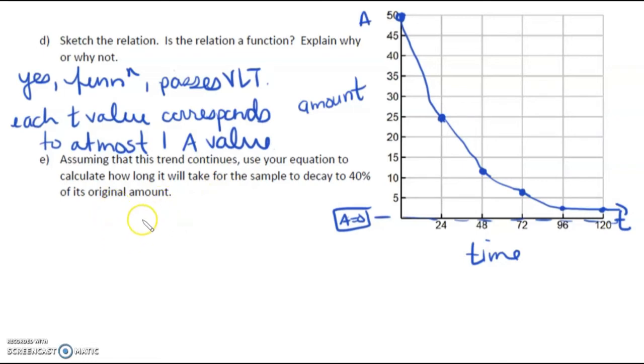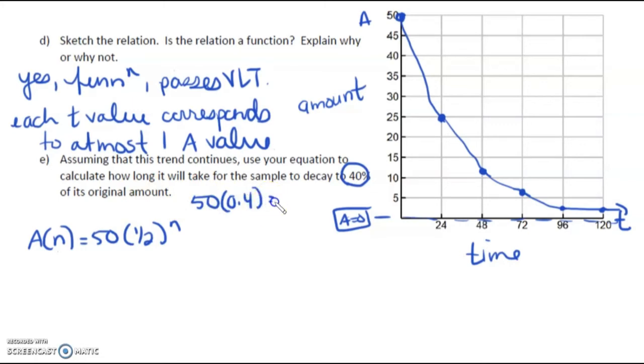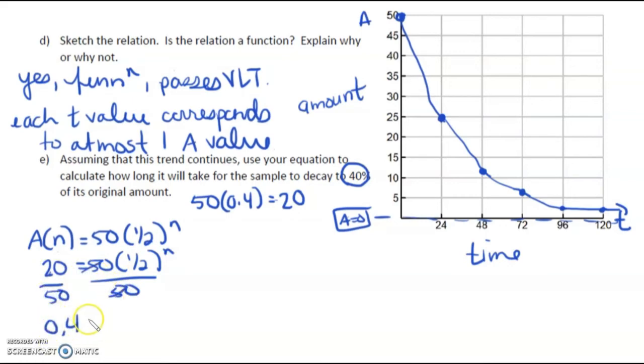And E, assuming that this trend continues, use your equation to calculate how long it'll take for the sample to decay to 40% of the original amount. So if we still wanted to use the n, starting at 50 with half-lives and n being the number of compounding periods, let's think about what 40% of the original is. What's 40% of 50? Well, I get 20. So what we would do is sub in 20 for the amount and solve. And take a look at this. When we divide out the 50, 20 divided by 50, we actually get 0.4, which is 40%.